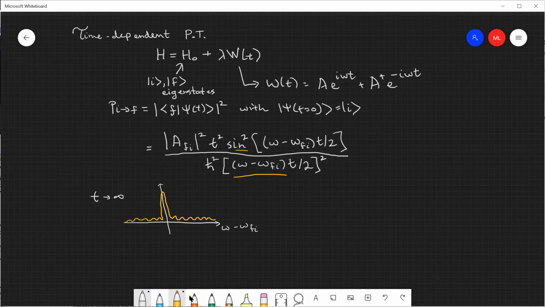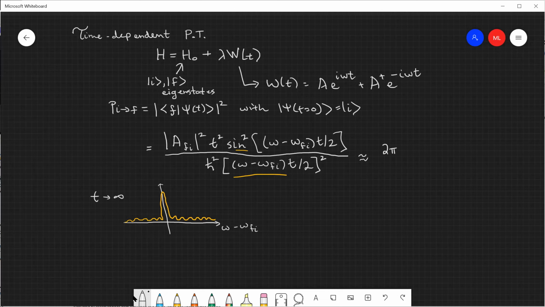So at large times, basically the contribution to this integral will come from omegas that are close to omega fi. It'll be when we're close to on resonance. That motivated us to consider approximating this function as a delta function. There's a factor of pi associated with the fact that the integral over the delta function has to be 1, so we introduced some factor of 2 pi to fix up the normalization.